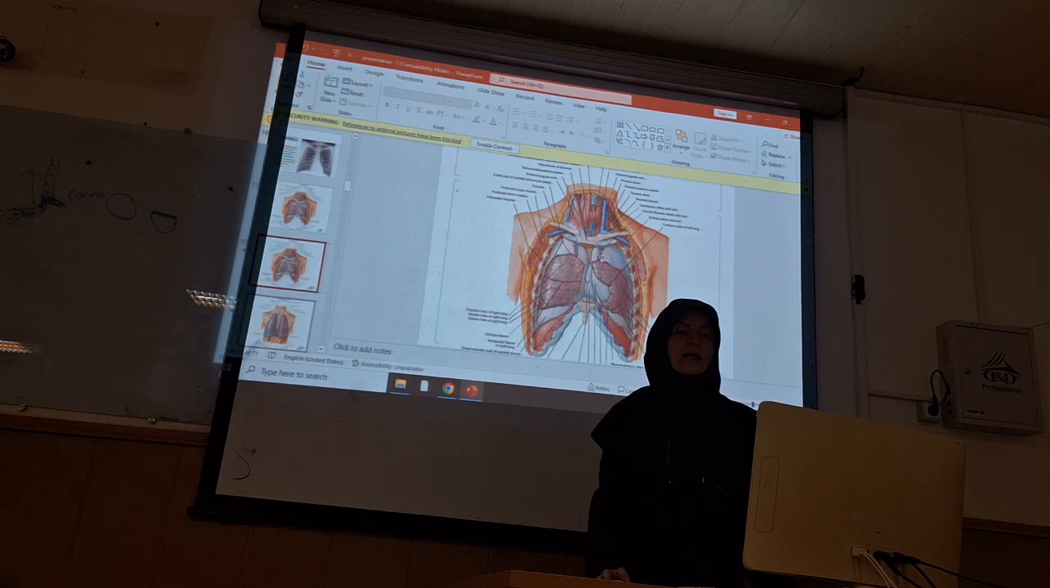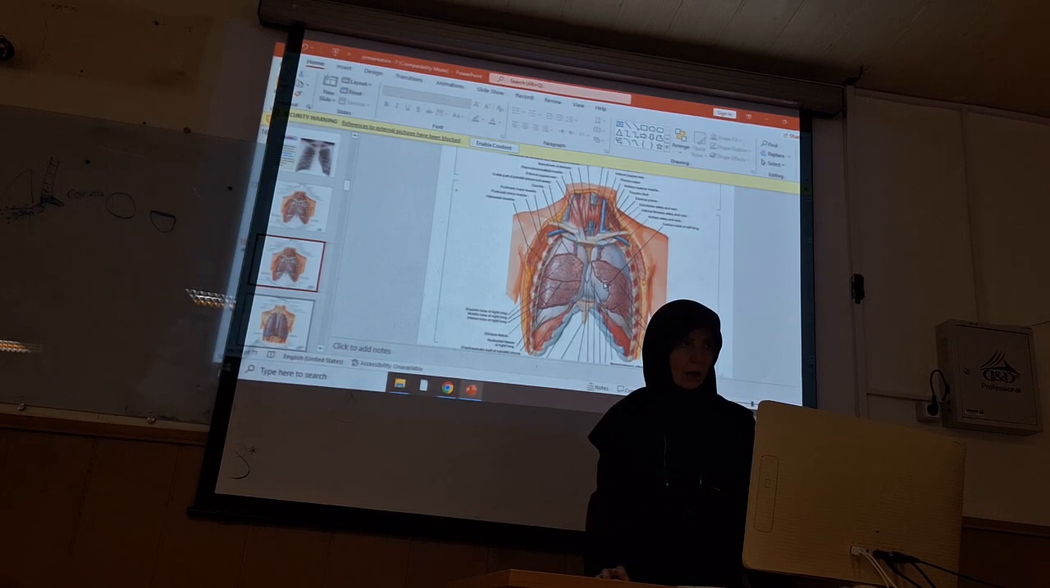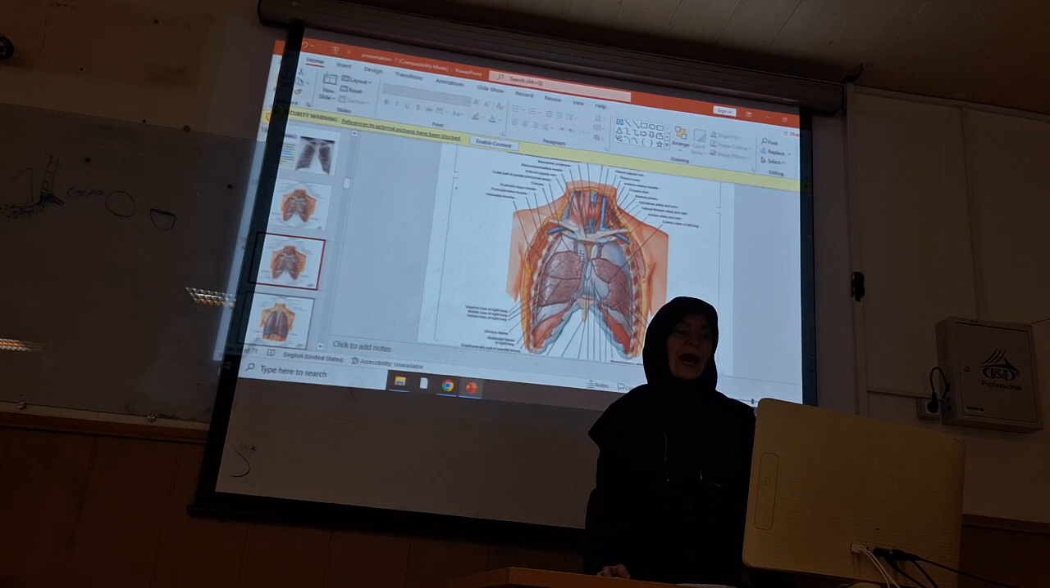This white color is going to remind you of the pleura. Which kind of pleura here is parietal pleura? Where is the visceral pleura? Is it the outer layer of the lung? Okay? The anterior border of the right lung, anterior border of the left lung.